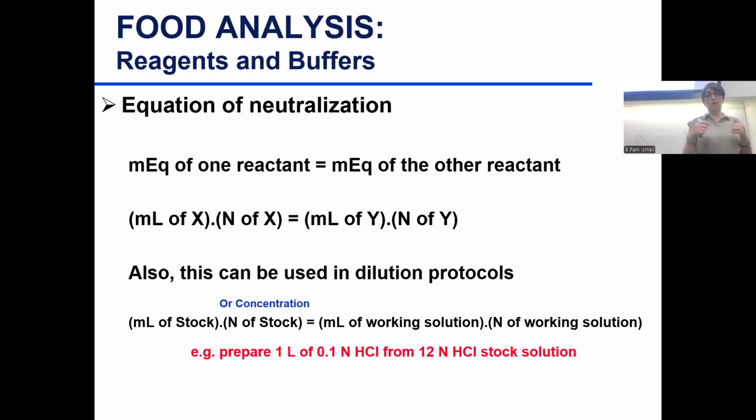We use this for dilution protocols. If you have a concentrated bottle of HCl and you want to prepare a diluted solution from it. In this example, usually when we buy HCl, the concentrated bottle is about 12 normal. That's its concentration. Often we have to prepare 0.1 normal HCl, and you will be doing that next week because we use that in the titration for the protein analysis lab. So using this equation, how would you prepare 1 liter of 0.1 normal HCl?